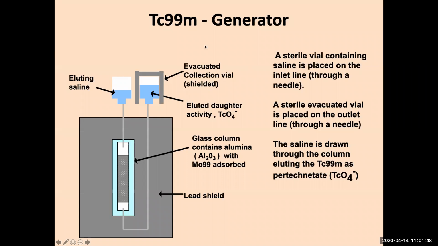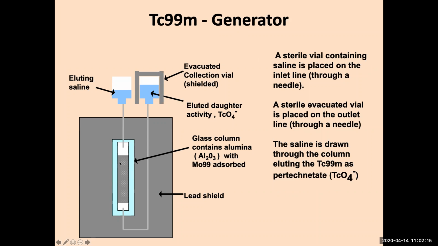And this is a schematic of the generator used in nuclear medicine, the molybdenum-technetium generator. We have here a sterile vial containing saline placed into the inlet line through the needle. And we have here an evacuated vial to collect the technetium after eluting from the generator. And of course, it's shielded because the material here will be radioactive.